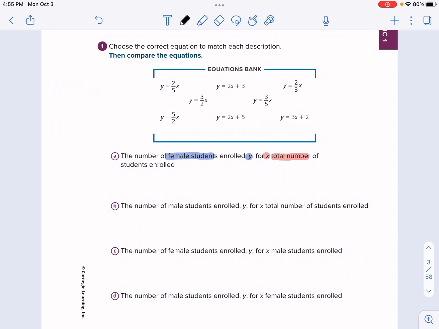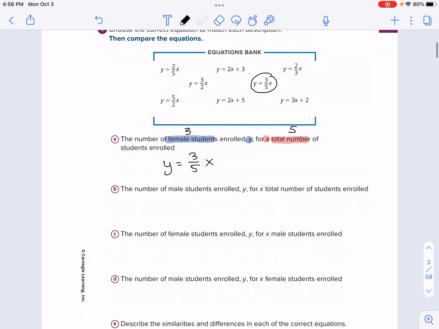Okay, so which one do we think represents that here? So we talked about how this is 3 in total number of students out of every 5. So what equation can we use? That is this equation here. That is Y is equal to 3/5 X. Right, so female students is Y, and X is total number of students. All right, let's go to the next one.